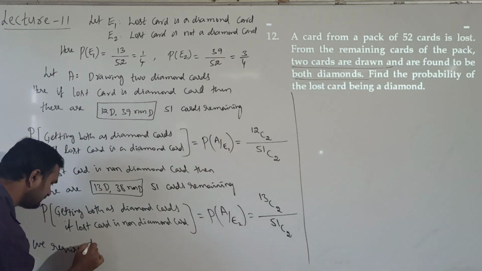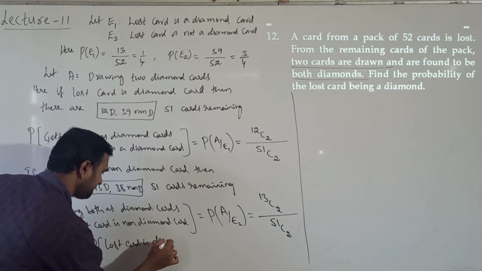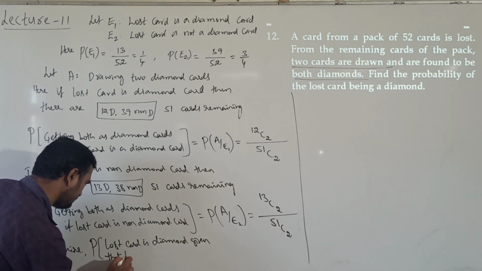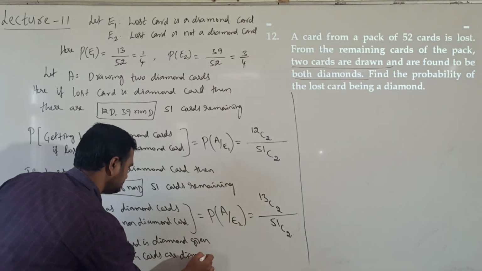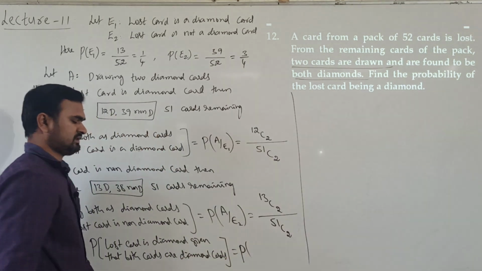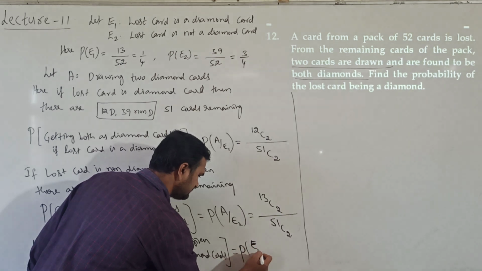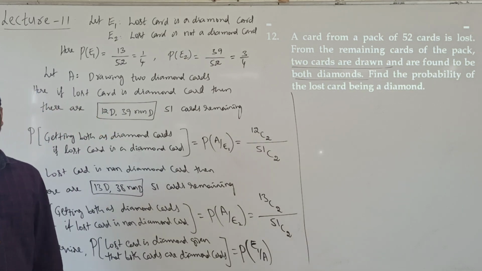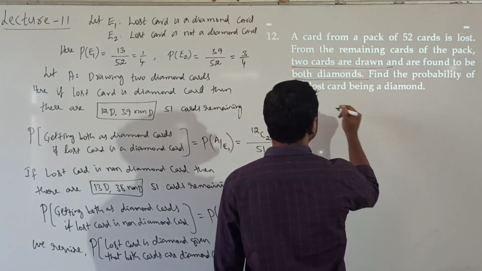Okay. So probability that the last card is diamond given that both cards are diamond cards, that is P of E1 given A. We are interested in finding the last card being a diamond, so that is E1 given that both the cards are diamonds. Okay, we require P of E1 given A. So by Bayes theorem we can find this.